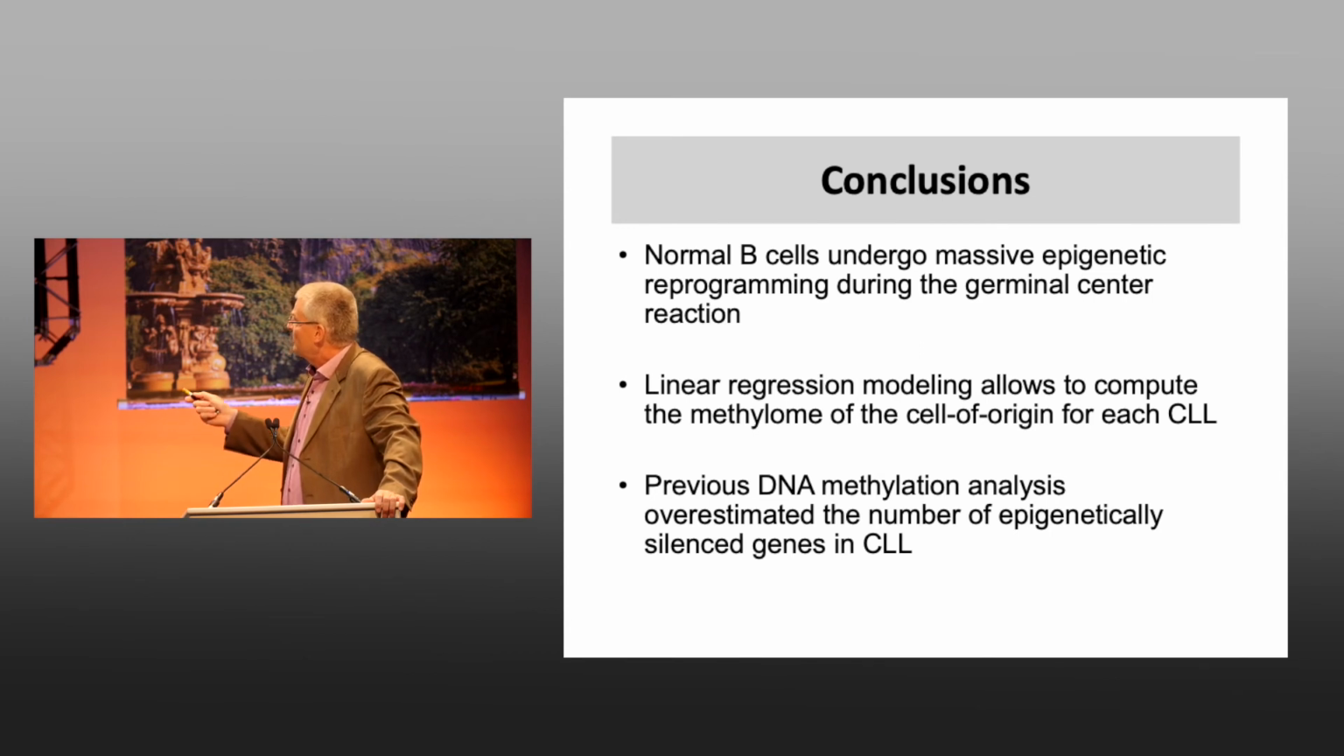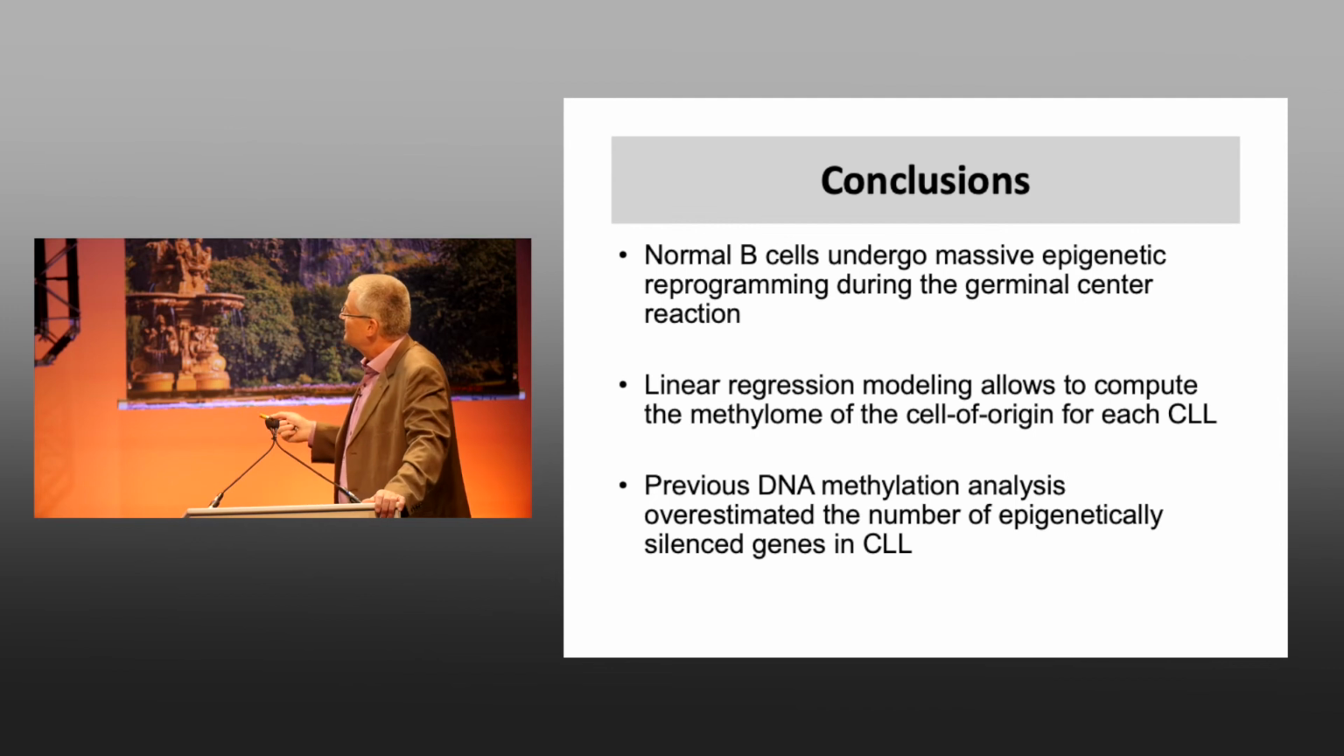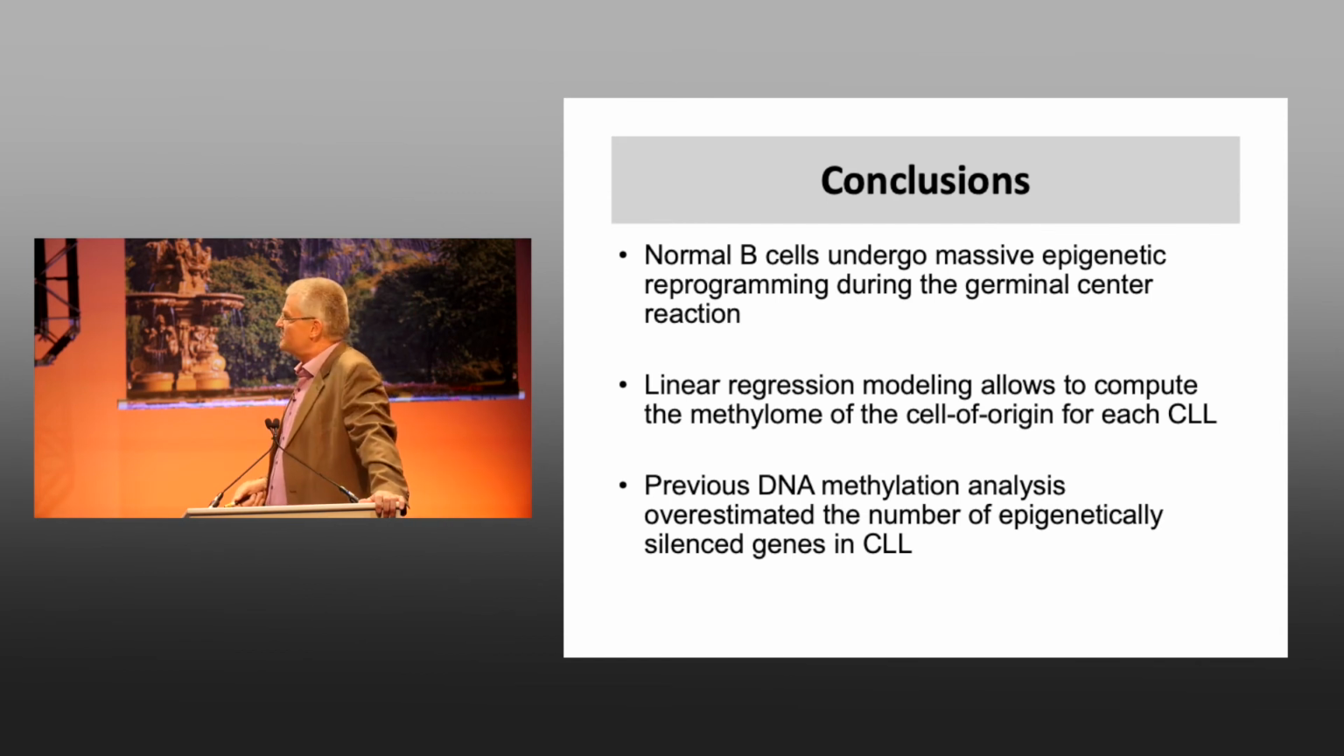We used linear regression modeling, which allows us to compute the methylome of the cell from which the methylome arises. The term cell of origin could be used twice, one for the genetic, one for the epigenetic part. And what is important, previous methylation analysis overestimated the epigenetically silent genes in CLL, and data needs to be carefully reevaluated now with new controls.